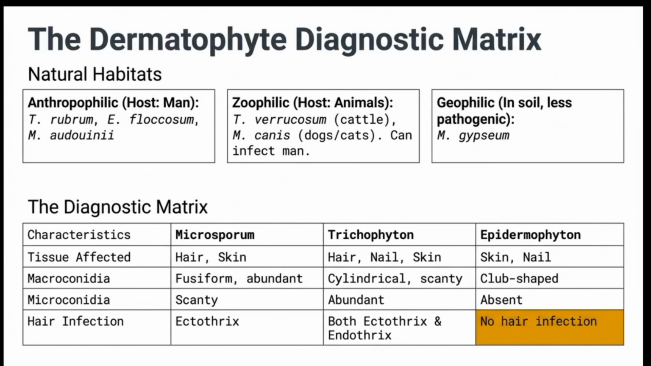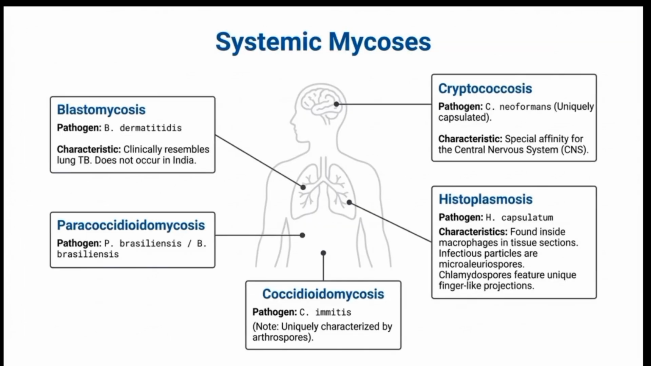That is so precise. But the truly terrifying scenarios happen when fungi don't stay on the surface. When they breach our deep tissues or when they take advantage of an immune system that is already distracted, the results are devastating. Let's look at the deepest, darkest part of this deep dive. Systemic and opportunistic mycoses. Systemic mycoses are incredibly dangerous because their yeast phases allow them to mimic other severe diseases. Blastomycosis, for instance, clinically resembles severe lung tuberculosis, though the atlas notes it's interestingly absent in India.